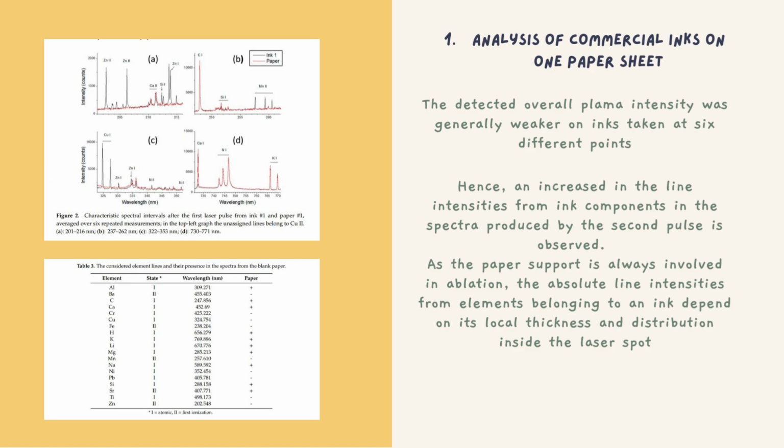As the paper support is always involved in ablation, the absolute line intensities from elements belonging to an ink depend on its local thickness and distribution inside the laser spot. Hence, to reduce the signal fluctuation from one point to another for one ink and to compare different inks, signal normalization is applied on carbon because carbon is present in both paper and inks.